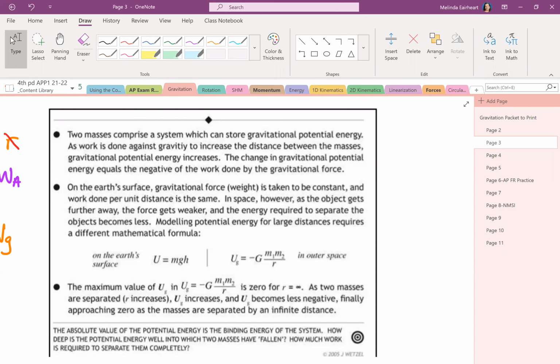Okay, so this page just kind of talks about what we said. You've got the near, you've got the far, two equations applied, and that negative piece is talking about the maximum value being zero at infinity. Okay?